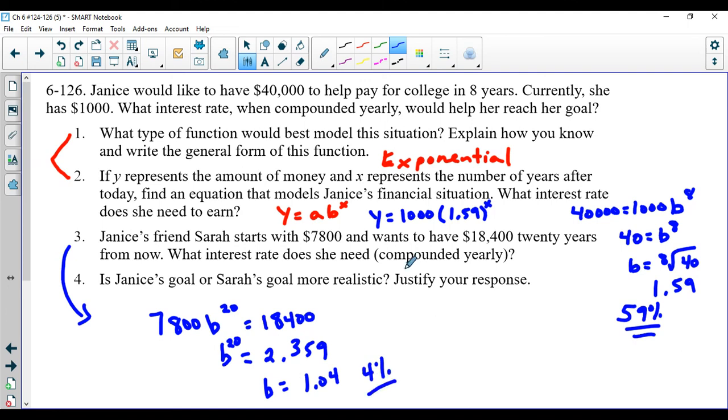So which one's more realistic? Well, you may or may not be familiar with finances, but you can probably guess it's going to be more realistic to get 4% interest versus 59% interest. And that's for a couple reasons. One, she started with more money, plus she had a smaller amount she wanted to get to, and she had more years to get to that amount. So as we're dealing with logs, we just wanted to kind of refresh our memory and remember some things related to exponentials as well.